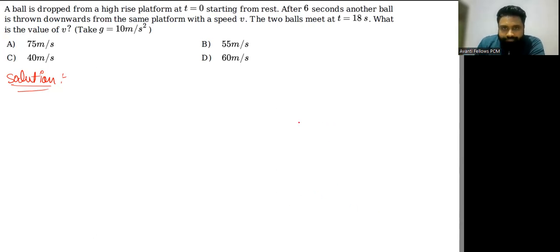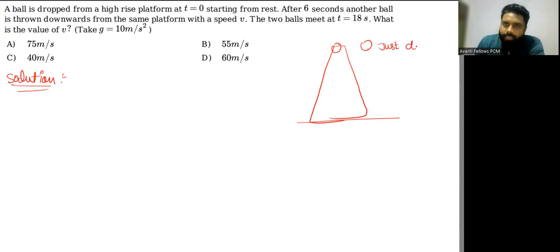So suppose this is the height platform we have, and one of the balls is just dropped, and one of the balls is thrown with a velocity. Okay? But what is the change? What is the twist in this question?